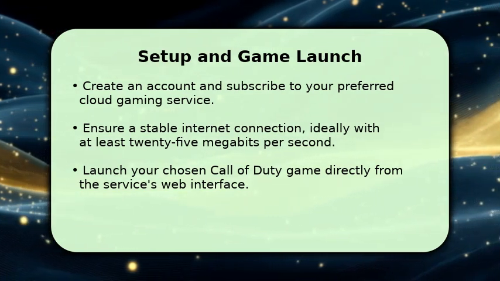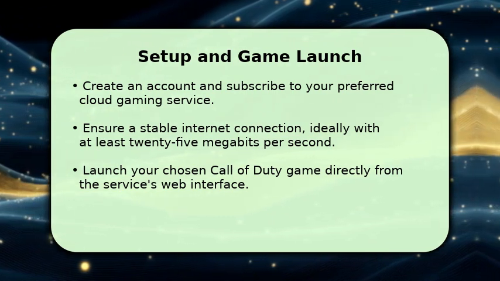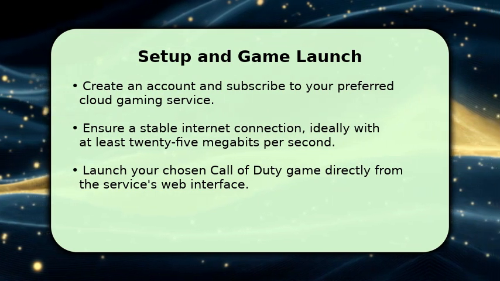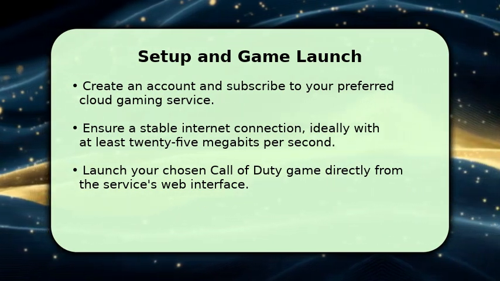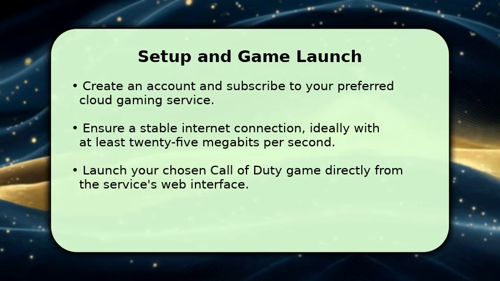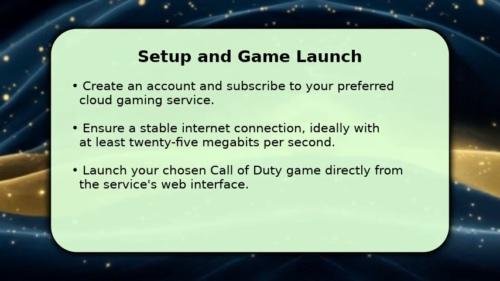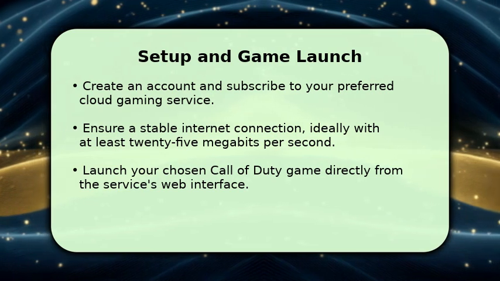Setting up is straightforward. First, create an account and subscribe to your chosen cloud gaming service. A strong and stable internet connection is crucial. We recommend a minimum of 25 megabits per second for a smooth experience. Once your account is ready and your internet is robust, simply navigate to the service's website, log in, and select the Call of Duty title you wish to play. The game will then stream directly to your browser.